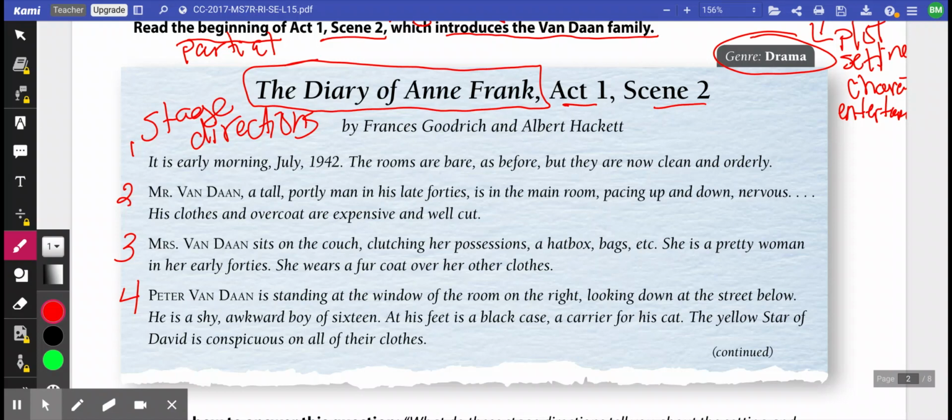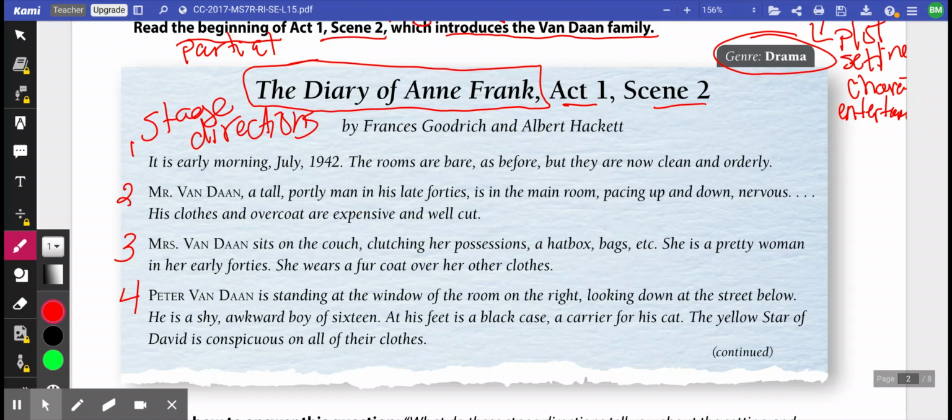Okay. So as I'm reading, I want you to do what we've always done. I want you to underline setting, anything that you see about the setting that lets you know when and where we are. And then I also want you to make sure that you're circling characters and character traits that are going to jump out at us to help us understand these particular characters.